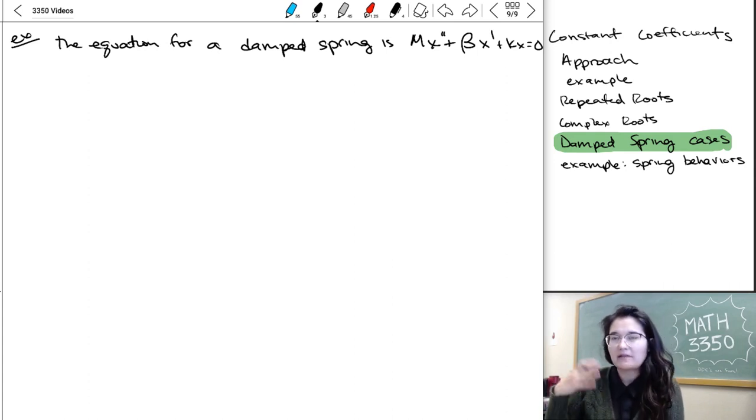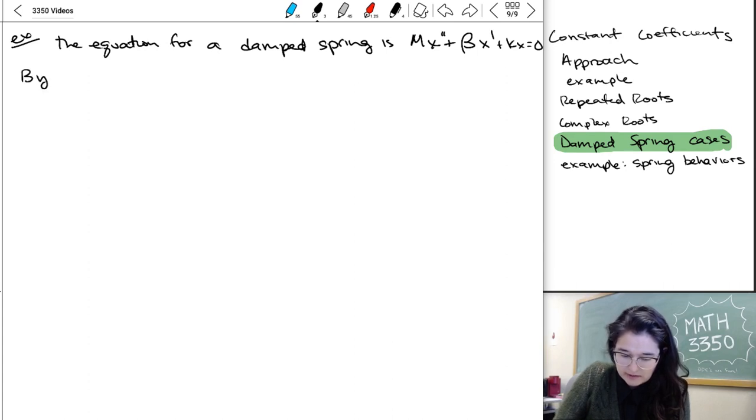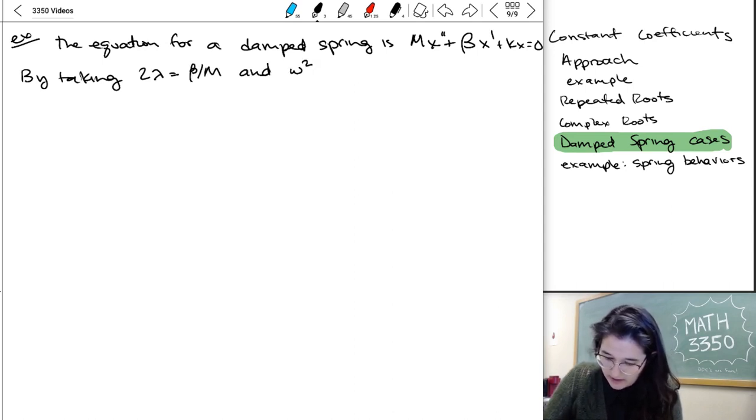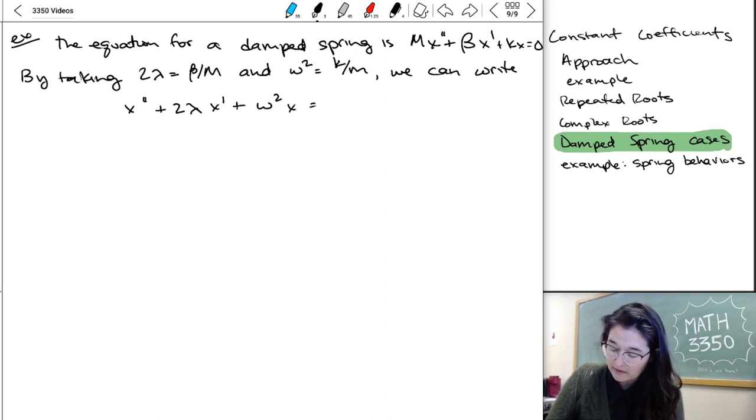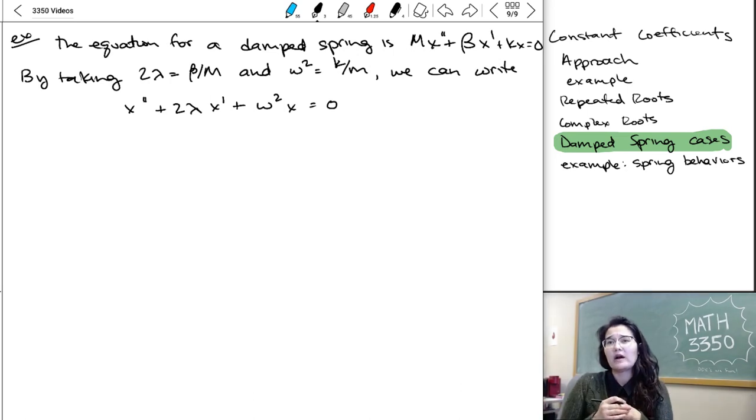And the math is a little bit easier if we make some substitutions. So we're going to call 2 lambda the ratio beta over m, and omega squared the ratio k over m. And in this case, the differential equation is given by x double prime plus 2 lambda x prime plus omega squared x equal to 0. It's the same thing as before, but once we start actually putting our solutions together, this form is just a little easier to work with. We have time, so we'll go ahead and start setting up those solutions.